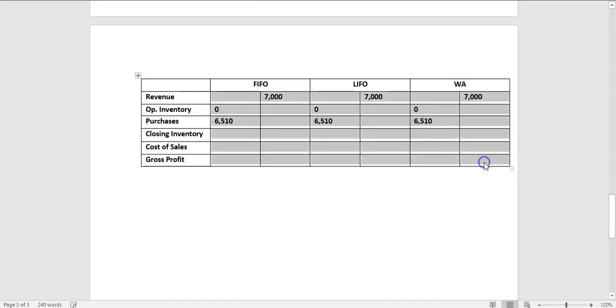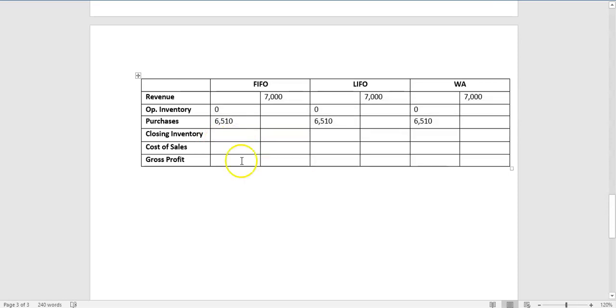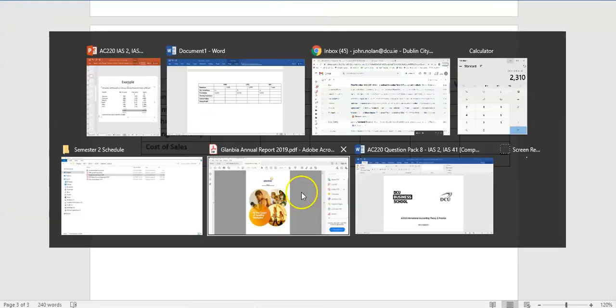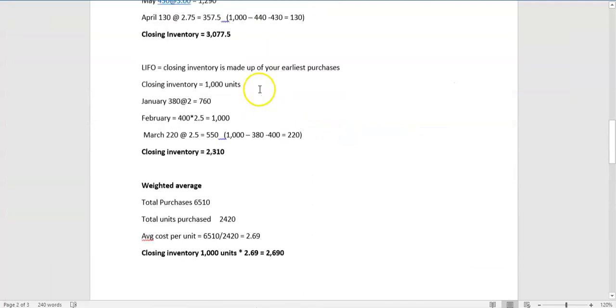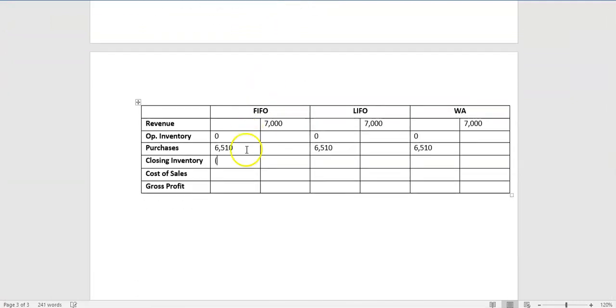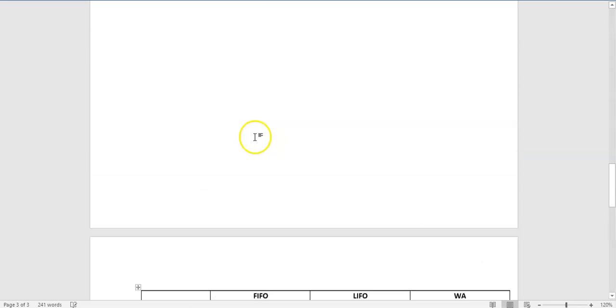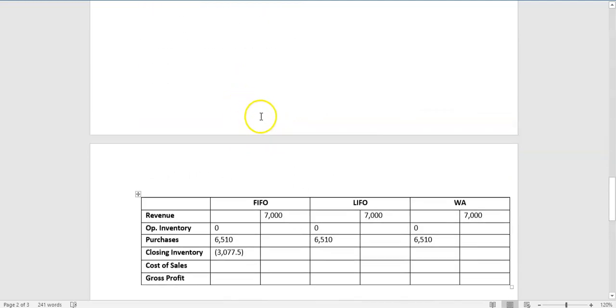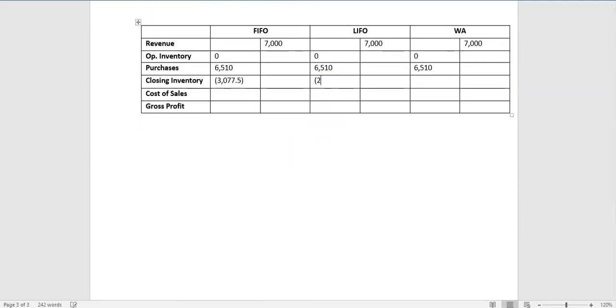So today, they're all the exact same. This is what they're asking you, the impact on trading is to calculate the impact on gross profit. Closing inventory for FIFO, if we start with that one, if we go back up and look here, we said 3077.5. Now remember, that's going to be a negative figure because closing inventory reduces our cost of sales. For LIFO, 2310. And for weighted average, 2690.